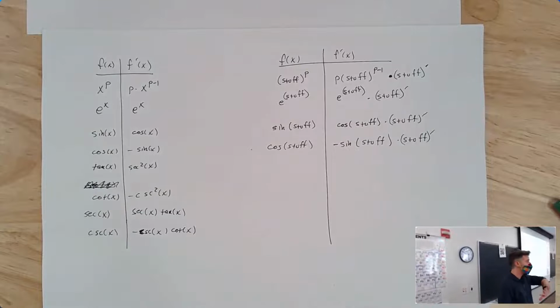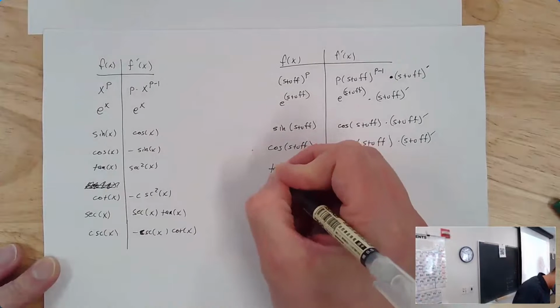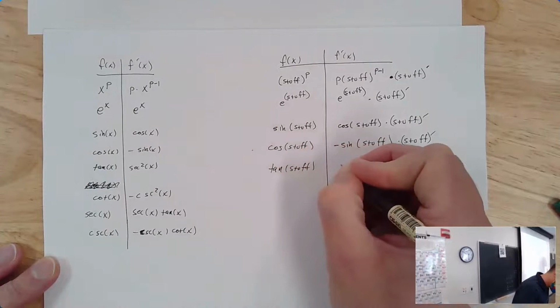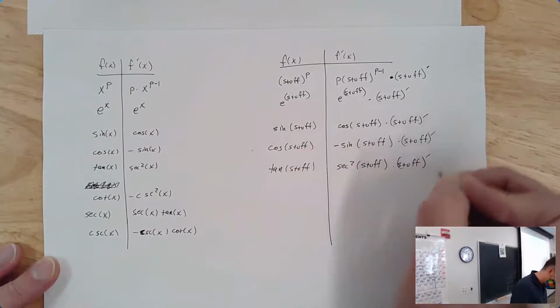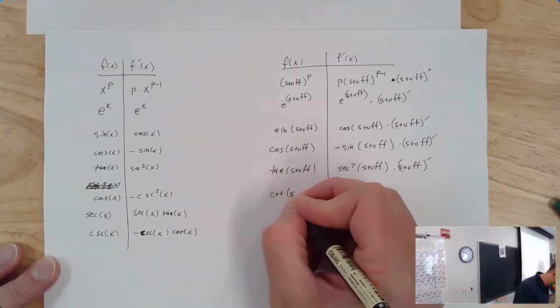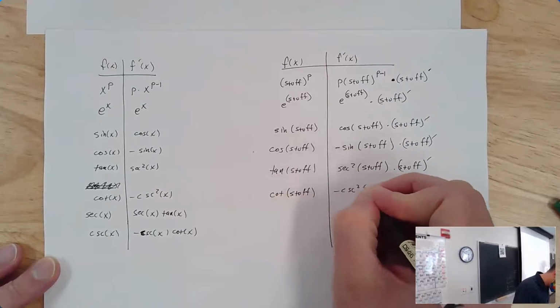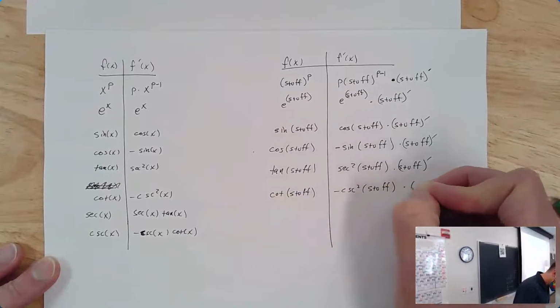Yes, okay. But you should then be able to say, well, if the derivative of tangent of x is secant squared of x, replace x with the stuff. So the derivative of tangent of stuff instead of x is secant squared of stuff instead of x. And then since we said the word stuff, we are forced to multiply by the derivative of the stuff. That's it. That's how all of these work. The derivative of tangent of stuff is secant squared of the stuff times the derivative of the stuff. And the same goes for the rest. The derivative of cotangent of stuff is negative cosecant squared of the stuff times the derivative of the stuff.